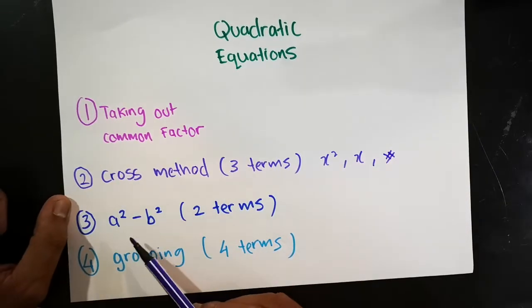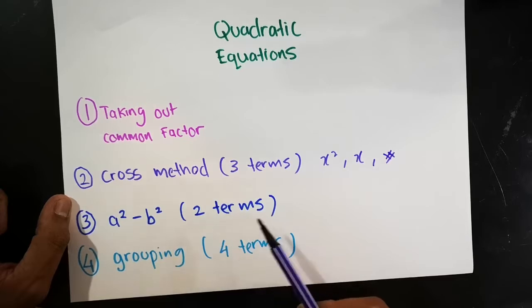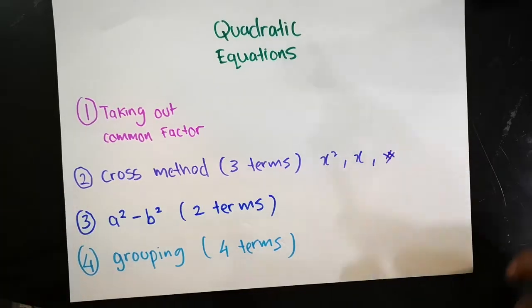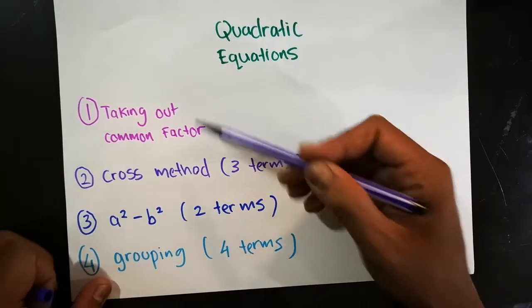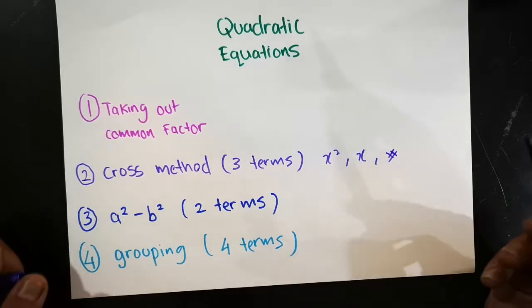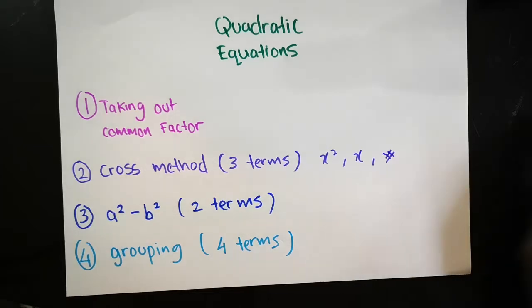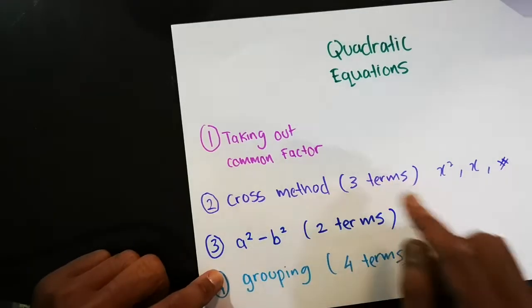The third way is the a squared minus b squared. There must always be only 2 terms. The last way is grouping. There must be 4 terms. In this part of the video, I will only teach you the first 2. In the next video, I will teach you the other 2, so that my video won't be too long and lengthy. So what you need to do now is to take out a common factor.